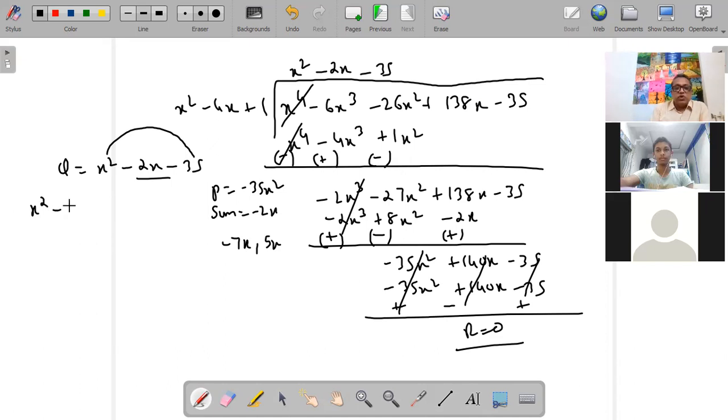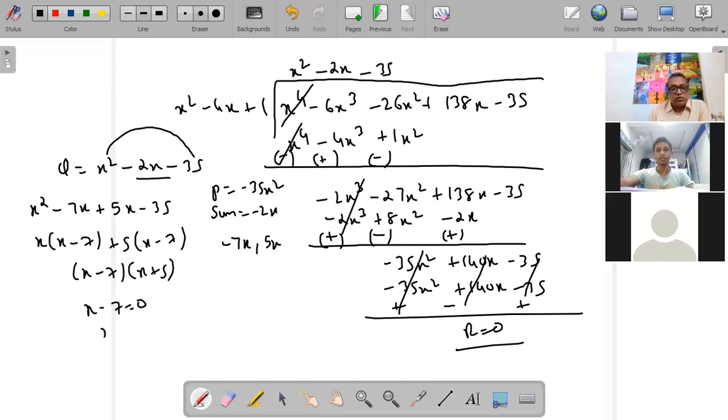So this will become x square minus 7x plus 5x minus 35. Remember, when you're doing splitting, the first and last will remain as it is. This middle number we have split. x common x minus 7, 5 common x minus 7. Combine this, we get x minus 7 and x plus 5. So equate this to 0, we get 7, and equate this to 0, we get minus 5.